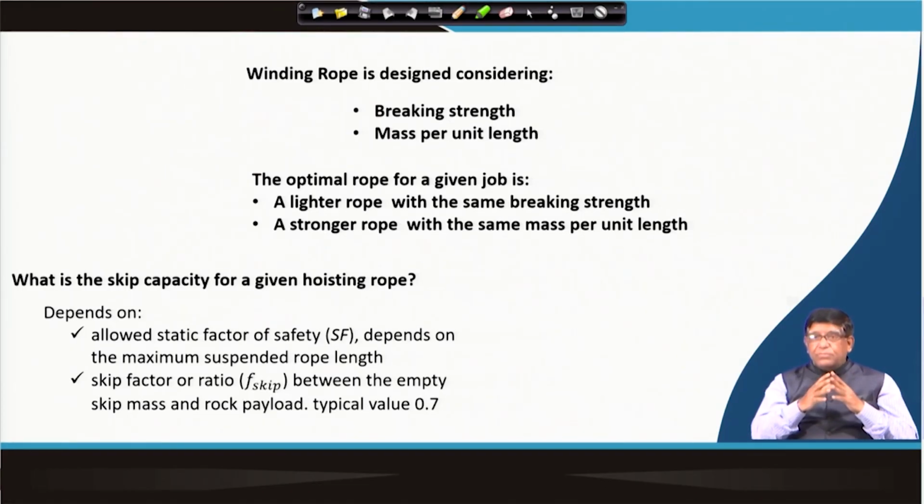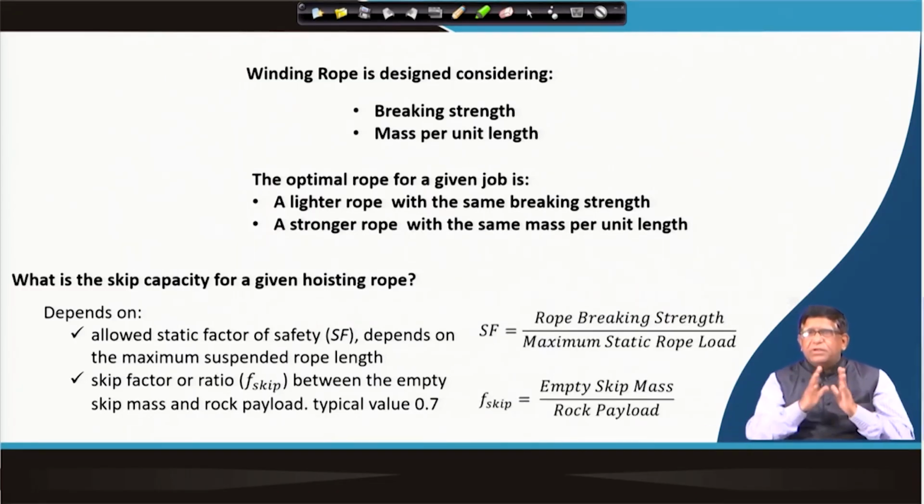The length of the suspended rope will be determined by the depth of your shaft. Then there is the skip factor, which is the ratio between the empty skip mass and the rock payload. That means the skip which you have designed has its own weight, and you take the ratio of that to how much rock or material you have put in it. This is called the skip factor, which we normally take as 0.7.